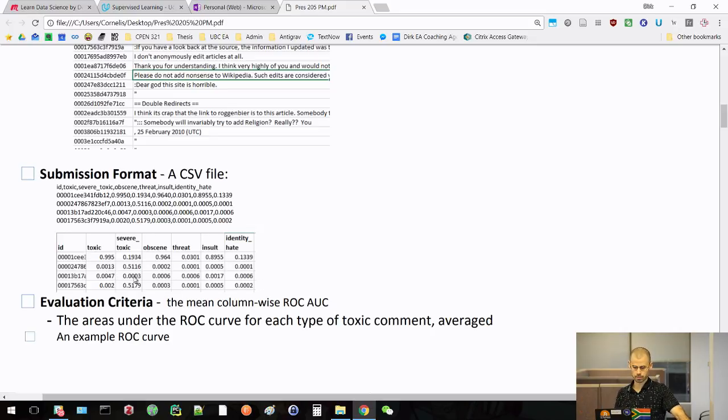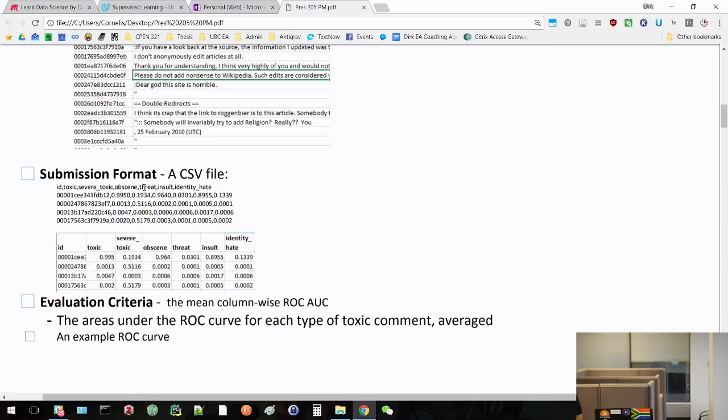So you do machine learning, you figure out these probabilities, and then you submit a CSV file like this to Kaggle, and they score it for you. And for the scoring, there's a public leaderboard. So you can submit your file and see how you do. You make sure that you didn't mess up the ordering, like I did, with the public leaderboard.